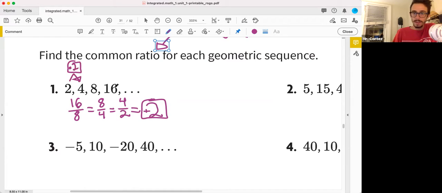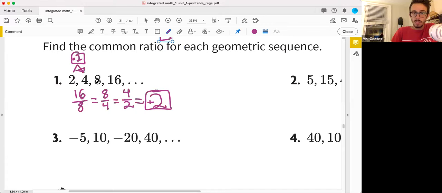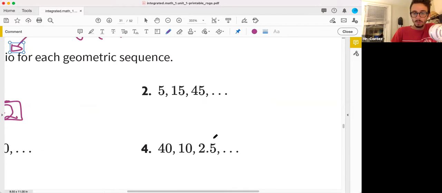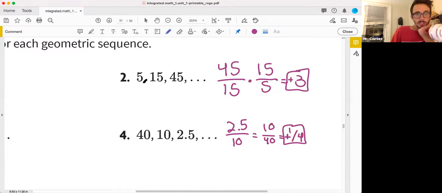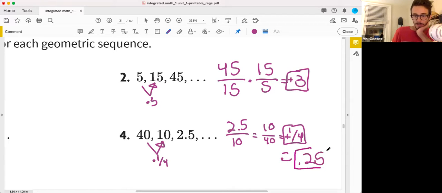If you're not convinced, try it out. Take a moment, try 2. Actually, you know what? Try 2 and 4. This will be good practice. Get these done out of the way. You should have gotten 3. Every time you move forward, it's multiplying by 3. For problem 4, every time you move forward, it is multiplying by 1/4. Or if you really want to get crazy, 0.25. It's another way you could write it, but I would stick with the fraction. Don't be afraid of them. They're cool.